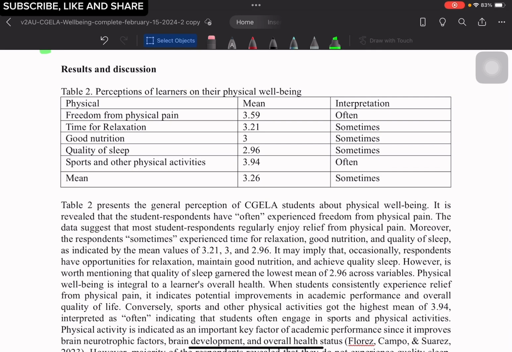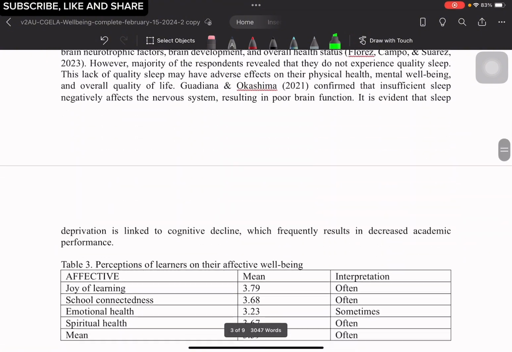For this particular table, this presents the perception of learners' physical well-being, which is the first domain. As we recall earlier, there are several domains. So for this particular study, there are 7 tables that were presented, including the verbal interpretation, which is assigned to table 1. So again, this is the first domain, the physical well-being.